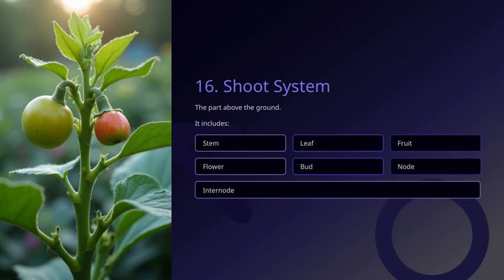Within the shoot system, you'll find several key components. First, the stem, which acts as the main support structure and transports nutrients and water throughout the plant. Then, we have the flower, which is essential for reproduction, producing seeds for the next generation.